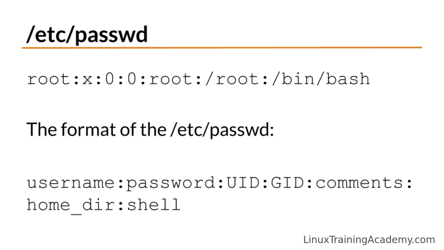In the example of the root account, you can see that the username is root, and the password field there is an x. This actually means that the encrypted password is stored in the /etc/shadow file, and we'll be talking about the shadow file in just a moment. The user ID for the root account is 0. The default group ID for the root account is also 0. The comment for the root account is simply the word root, and you can see that the home directory is /root. The shell associated with the root account is bash.